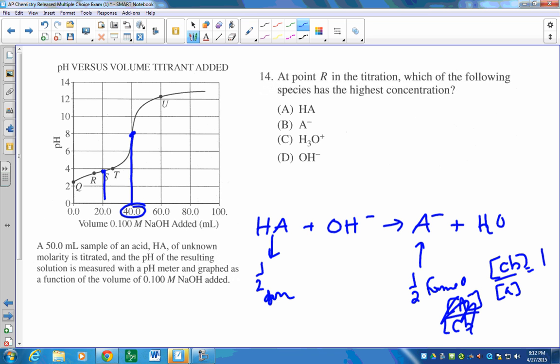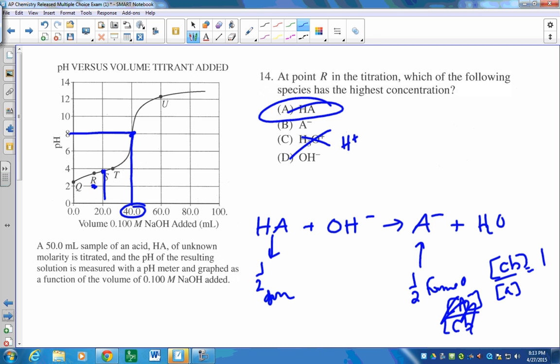A 50 mL sample of HA of unknown molarity is titrated, and the pH of the resulting solution is measured with a pH meter and graphed as a function of the volume of NaOH. At point R in the titration, which of the following species has the highest concentration? And it is HA. It would maybe be this, or it would be a tie, but this is a weak acid, and so you don't get a whole lot of H plus coming off of a weak acid. The reason you know it's a weak acid is that the pH is above 7. And at point R, you're not to the halfway point, so HA has the most.